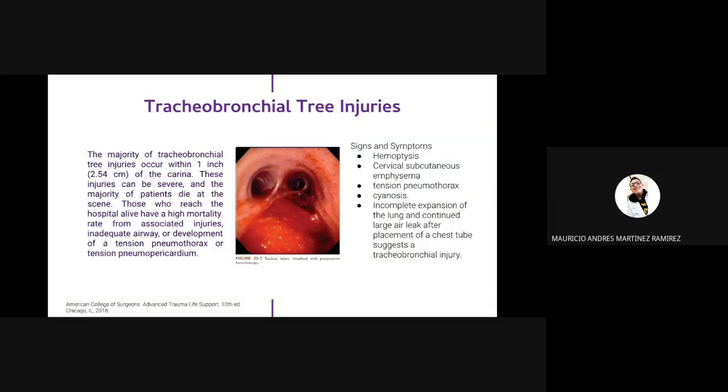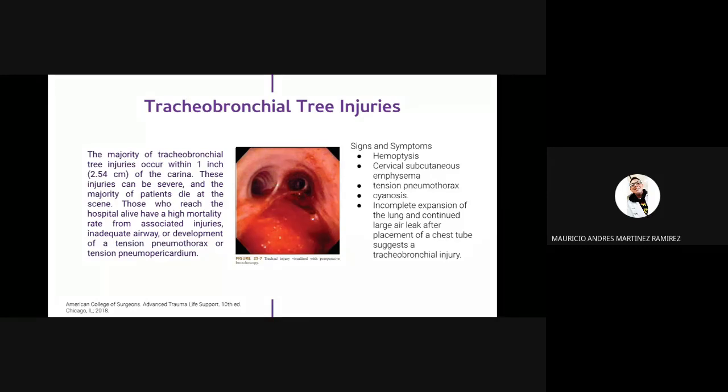Tracheobronchial tree injuries are infrequent but potentially life-threatening. We must remember that the majority of tracheobronchial tree injuries occur within 1 inch or 2.54 centimeters of the carina. They can occur in the neck or thorax, resulting from either blunt or penetrating mechanisms. While these injuries occur most commonly in the neck and may be the result of either mechanism, intrathoracic airway trauma generally is related to blunt injuries from high-speed motor vehicle crashes.